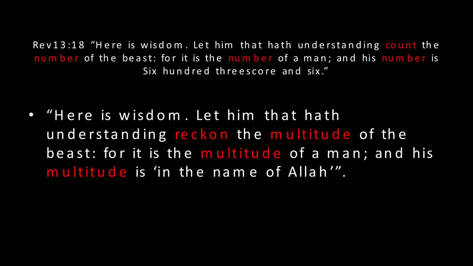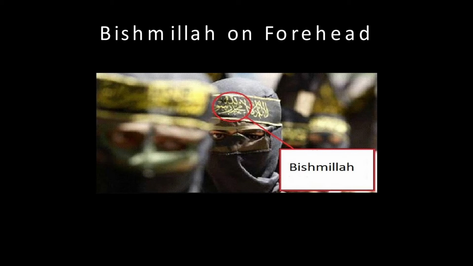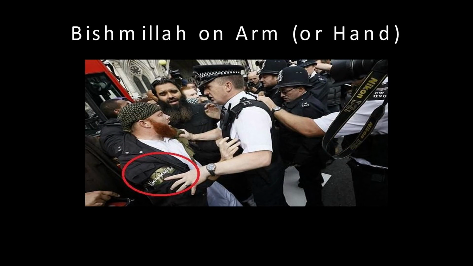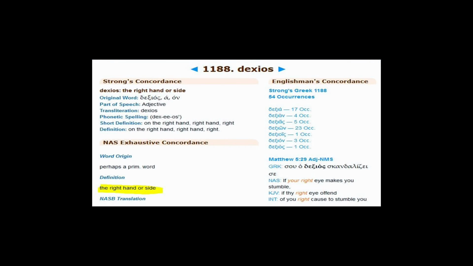Now it says that they will have this on their forehead or their right hand, right? Who's going to write 666 on their right hand? Well, this is the Bismillah. And this is what fundamentalist jihadists wear on their forehead. You've seen this before. In the name of Allah. Here it is on the right arm. Now you say right arm, I thought it meant right hand. Well, it just turns out that the word dexios means right hand or side. So that is exactly what 666 can reliably be translated into.